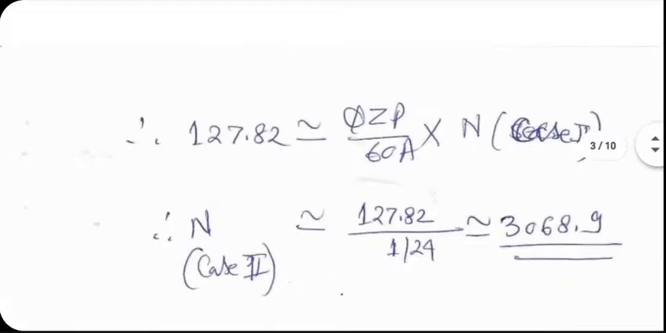127.82 should be phi ZP divided by 60A multiplied by N, where this N means the second value of N after loading has been done. And then you solve the resulting equation. So the RPM under loaded condition turns out to be slightly higher than 3000. It is 3068.9 RPM. That's what this problem is all about.